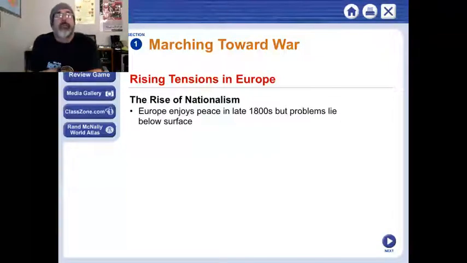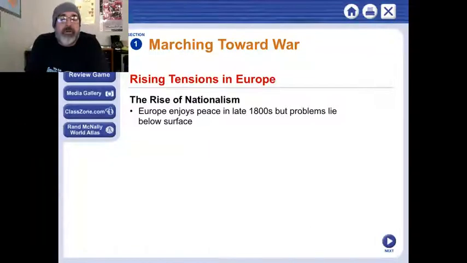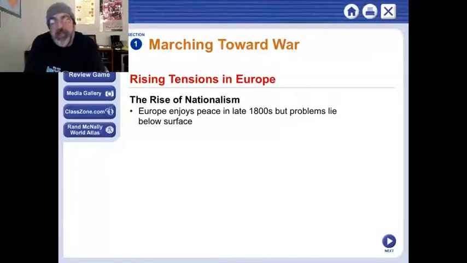Now, Europe is still peaceful and very prosperous in the late 1800s. This is really when Europe is at its height of world power. 1 in every 4 people on the face of the planet back then was a European. It's nowhere close to that now, as you probably know. But Europe was by far at its most important point in world history. And so they are enjoying prosperity. And again, they've had peace essentially since the Congress of Vienna back in 1815 when they settled all that Napoleonic business.